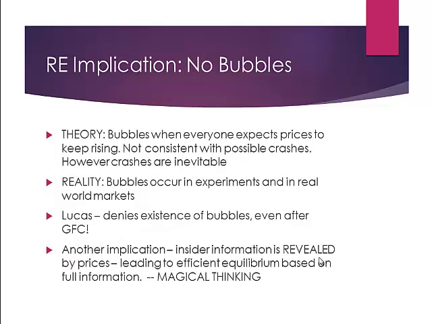So one of the implications of rational expectations is that there will be no bubbles in the stock market, because bubbles happen when everybody thinks that the price is rising. But if there's a crash coming, then somebody is going to get surprised. So the reality is that bubbles occur in experiments easily and also in the real world, which means that rational expectations is basically refuted. However, Lucas refuses to believe this.